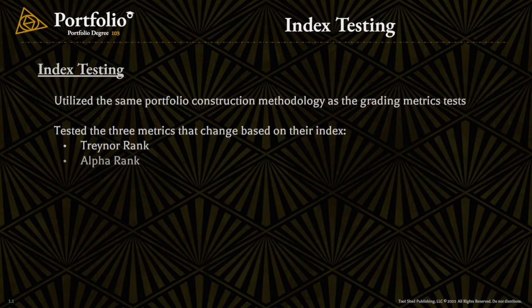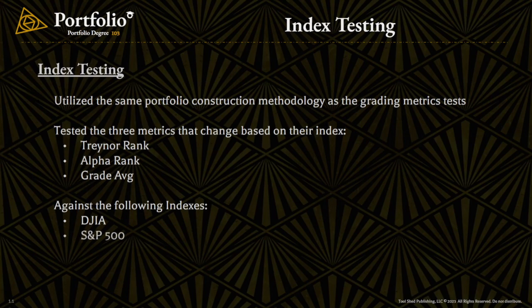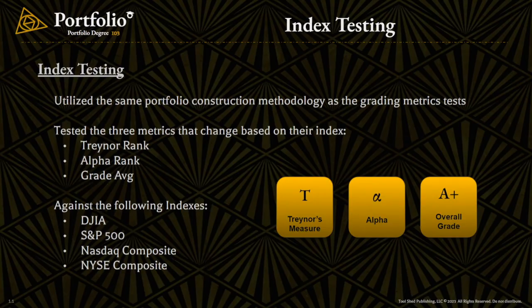In terms of testing the index, there were 3 measures that we leverage in testing where that could make a difference. It's alpha, Treynor's measure, and then the overall average. So those are the metrics that we tested here. We changed the index between the Dow Jones Industrial Average, the S&P 500, the NASDAQ Composite, and the New York Stock Exchange Composite to see what differences that would make.